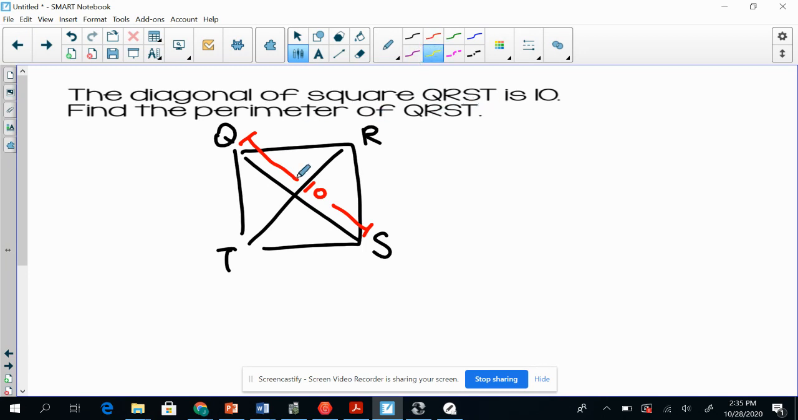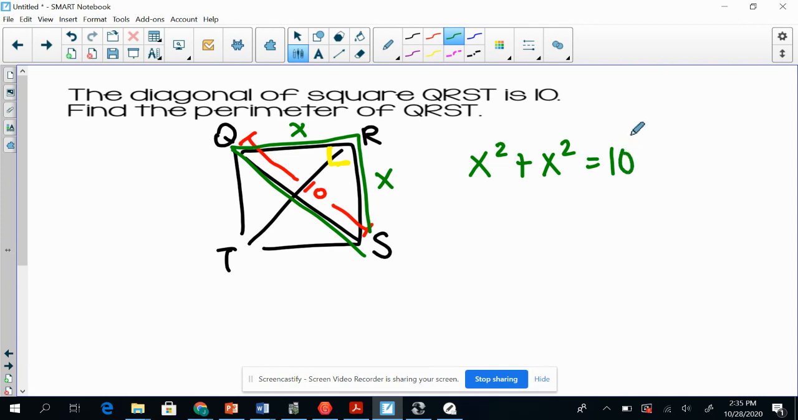So again, diagonal, this is a square, so I know this is a right angle. That means this is a right triangle. And so I have my hypotenuse of 10. And remember, squared, these two guys are going to be the same. So if I added these together, squared them, and set them equal to 10 squared, so x squared plus x squared equals 10 squared, 2x squared equals 100. Divide by 2.